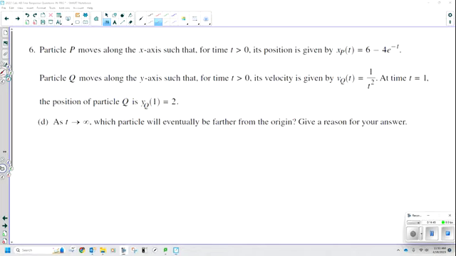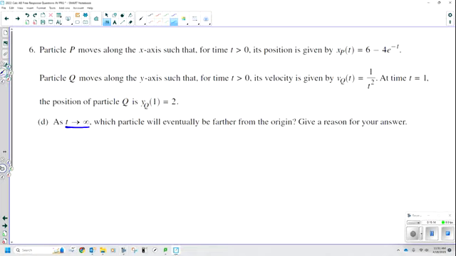All right, this is it, guys. Oh, man. Kind of getting a little emotional here, but you know what? Let's not let it fog our memory and our knowledge and our processing skills. Let's just bang out this problem. Part D says, as t approaches infinity, which particle will eventually be further from the origin? And give a reason for your answer. All right, well, let's do some math, shall we?